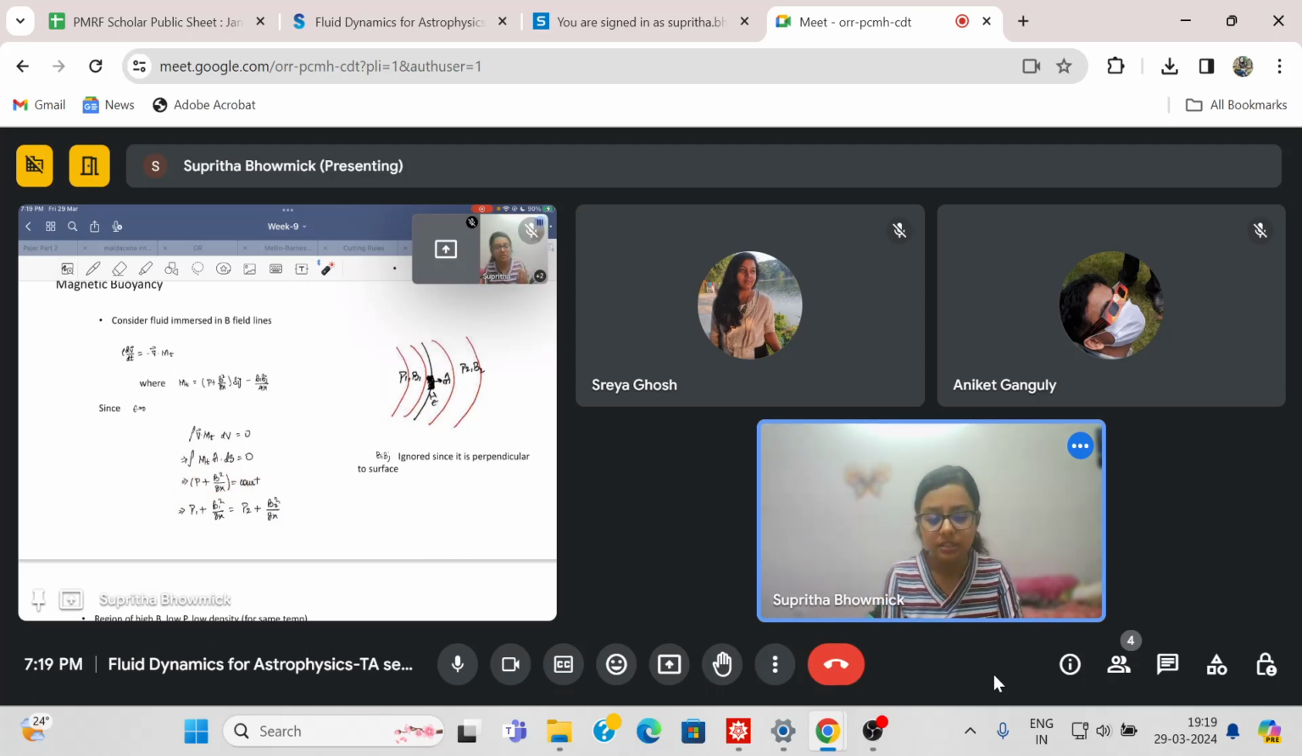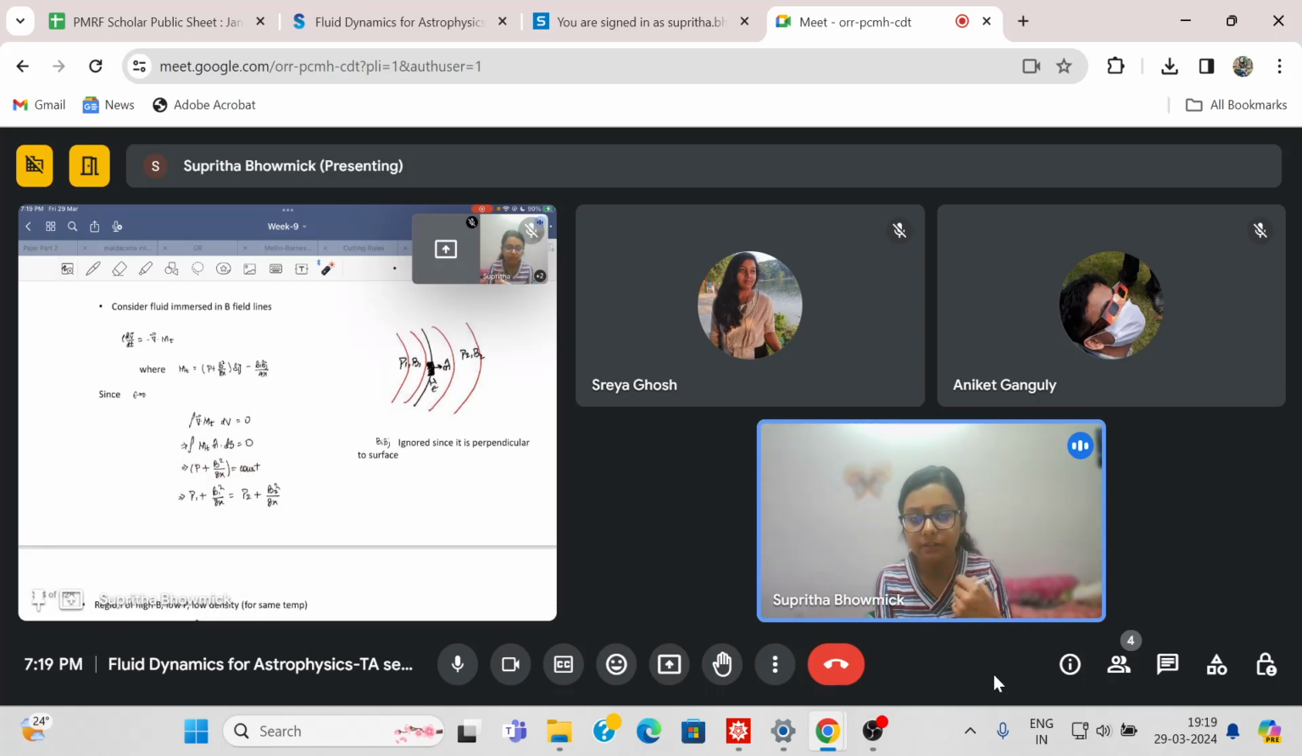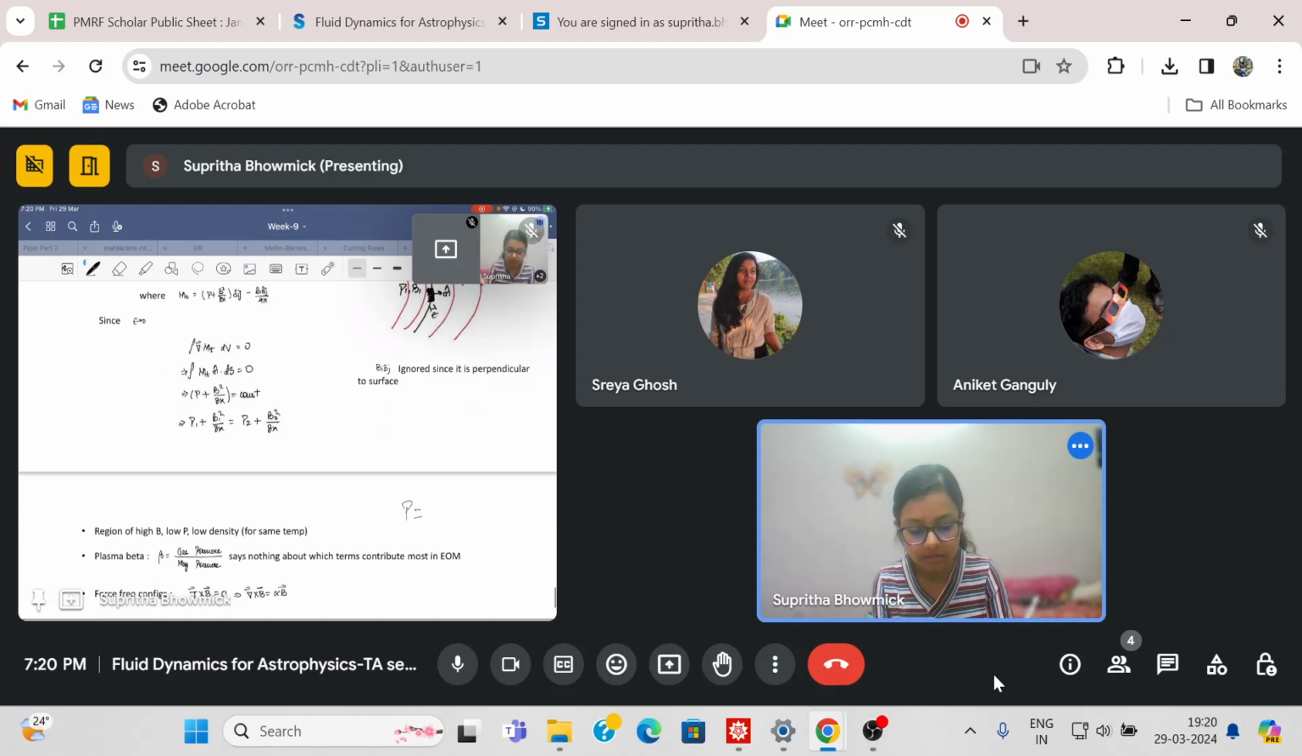What does this tell you? This tells you that if the magnetic field is larger on one side, if you have a region of high magnetic field, that will be the region of low pressure. And low pressure, if you have the same temperature, means low density. Why? Because P is proportional to rho. And in regions of low density, you observe buoyancy over there. All right.